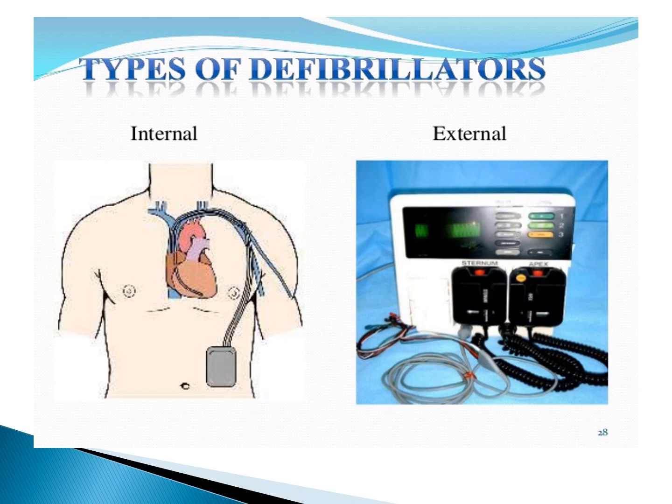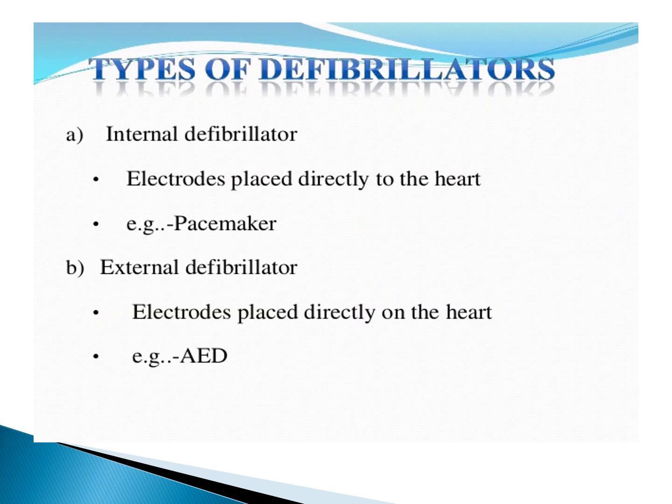So types of defibrillator: you can see the internal defibrillator, where we keep the battery inside the heart, and the external defibrillator gives the shock externally. So, internal defibrillator, electrodes placed directly on the heart, example pacemaker, and external defibrillator, electrodes placed on the chest, that is the automatic external defibrillator.